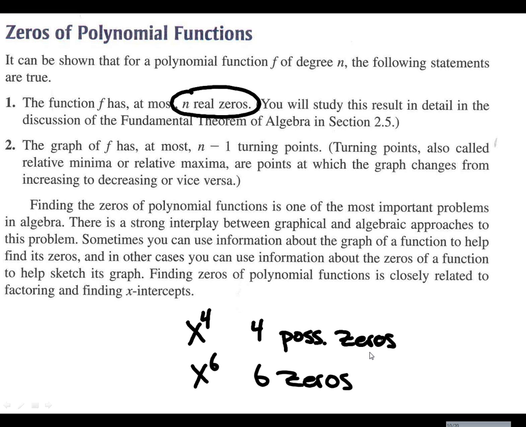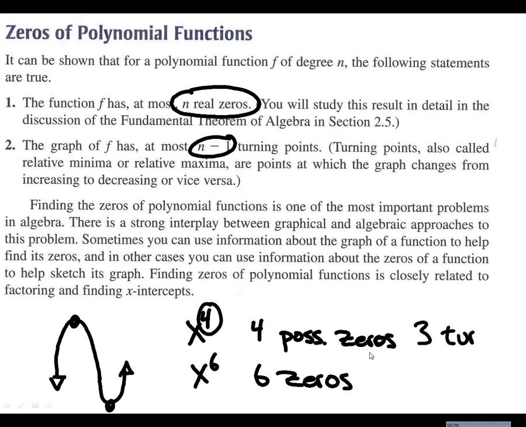And then the next thing we say here is that we have n minus 1 turning points. And a turning point is just when our graph changes from going up to going down, or from going down to going up. This graph that I've drawn here has 1, 2 turning points. So if we have a function of degree 4, where the biggest exponent we can find is 4, the most turning points we could have would be 3 turning points, 1 less than the degree.